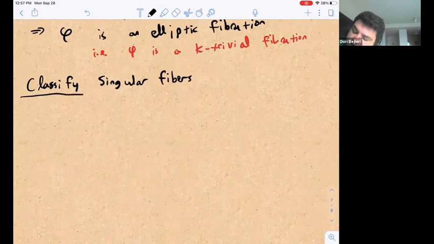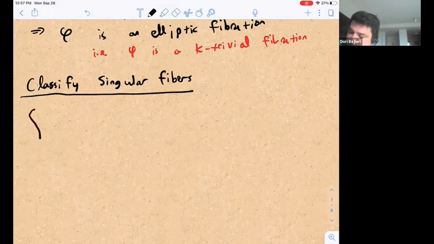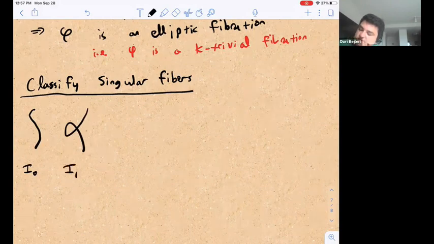And this is a famous classification due to Kodaira. Well, first let me start with the smooth one. So, we can have a smooth fiber, which in Kodaira's notation is called I0. We can have a fiber that's like a nodal cubic, so it looks like that. It's called an I1 fiber.